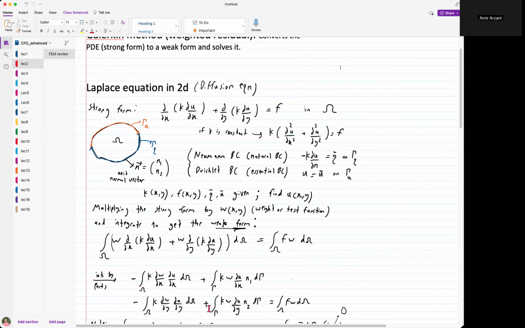Okay, so this is how we do it. Here we have this partial x term. I'm going to take this partial derivative and give it to W.